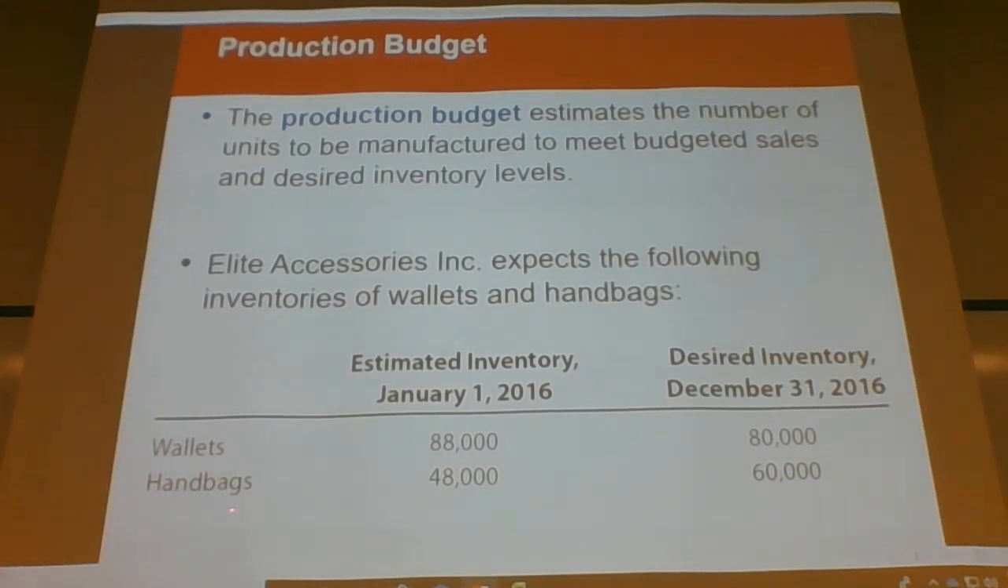With handbags, we're going the other direction. We've got a beginning inventory of 48,000, but we want to build that up. So whatever our sales budget is, we're actually going to have to produce a little bit more, whatever we're going to sell plus 12,000. Here, it's whatever we're going to sell minus 8,000, because we want our inventory to decrease slightly.